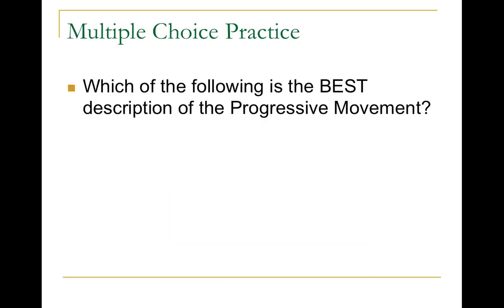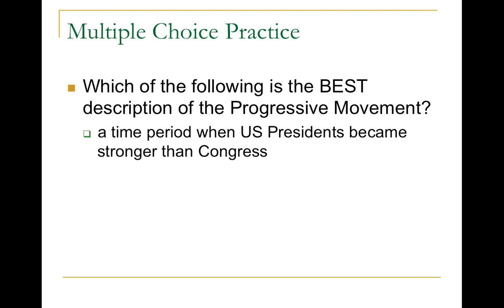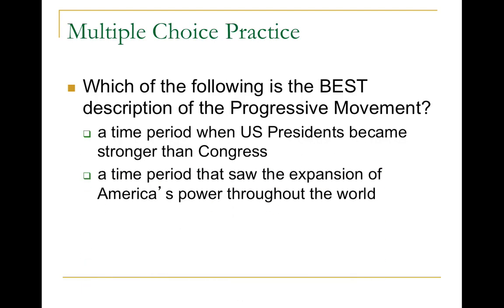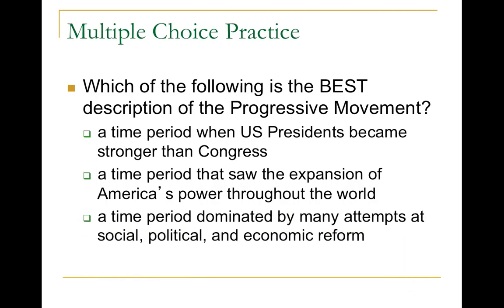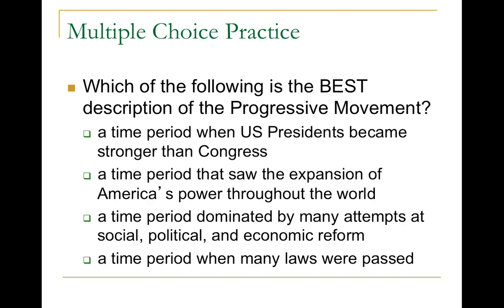Here's a multiple choice practice. After we've studied 3 presidents and all of these laws, which of the following is the best description of the progressive movement? A time period when U.S. presidents became stronger than Congress. A time period that saw the expansion of America's power throughout the world. A time period dominated by many attempts at social, political, and economic reform. A time period where many laws were passed.